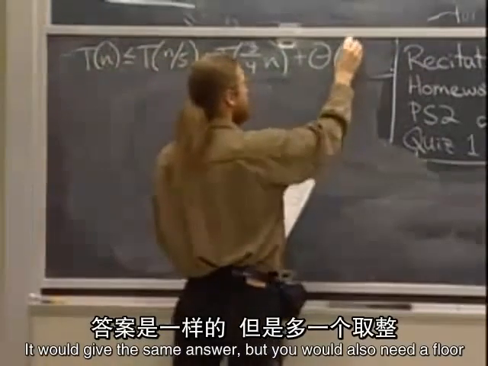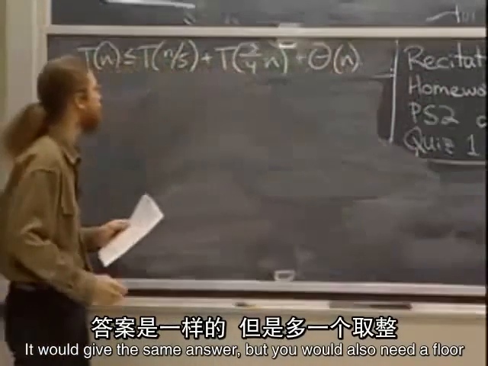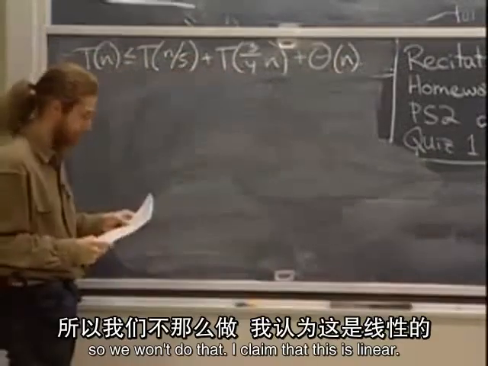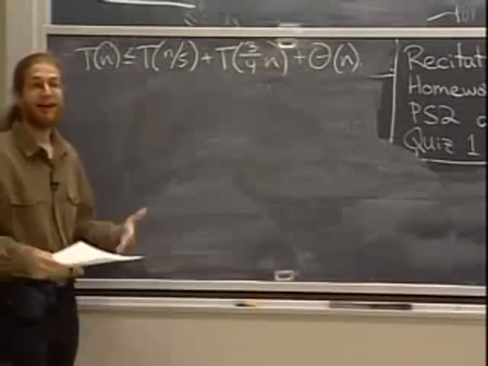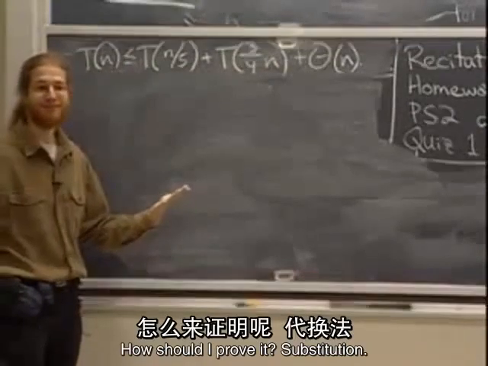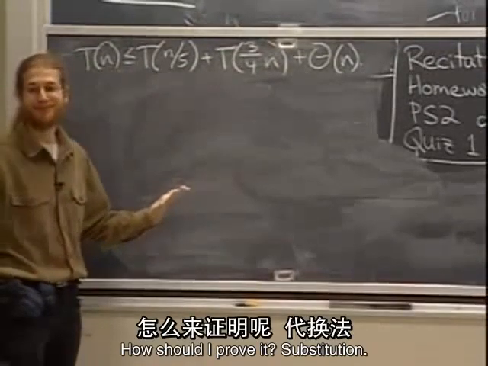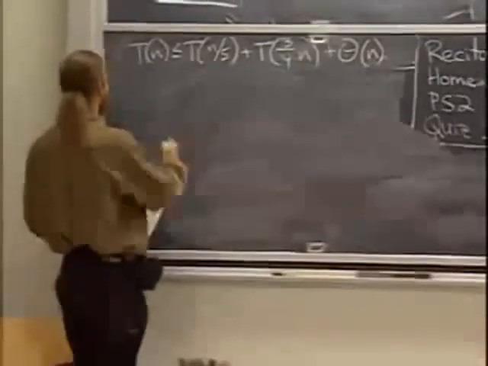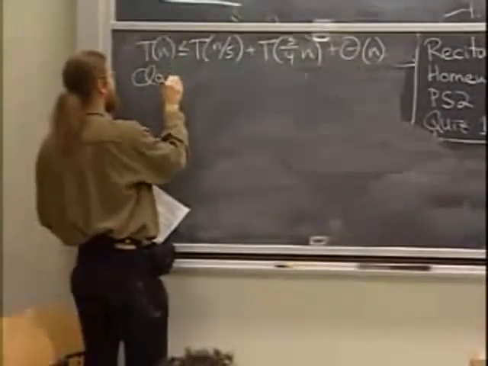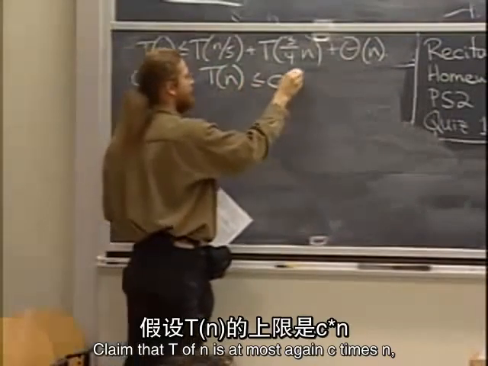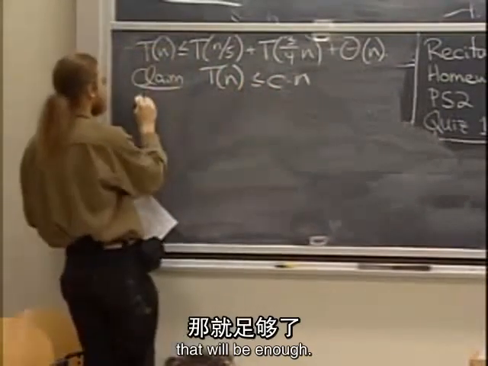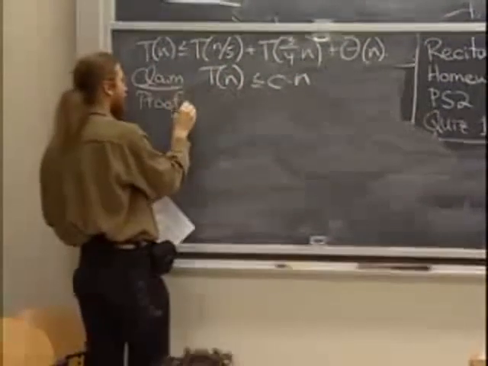But you'd also need a floor, so we won't do that. So I claim that this is linear. How should I prove it? Substitution, yeah. Claim that T of n is at most again C times n. That will be enough. Proof is by substitution.